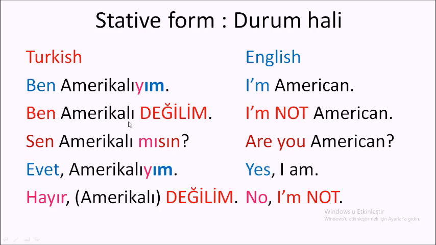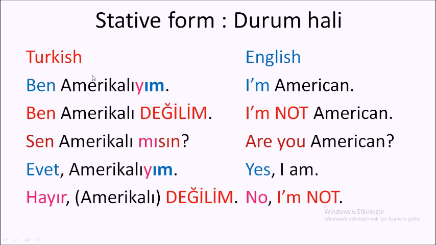So, Amerikalı değilim. Sen Amerikalı mısın? This is a question form. Here, mısın shows you, because this is the suffix of you. Evet, Amerikalıyım. If your answer is yes, you should say evet, Amerikalıyım. If you are not American, you should say hayır, Amerikalı değilim. Değilim, this is important here. Or you can cut it off by saying just hayır. Or hayır, Amerikalı değilim, which is in parentheses. I just added it, it's up to you guys.